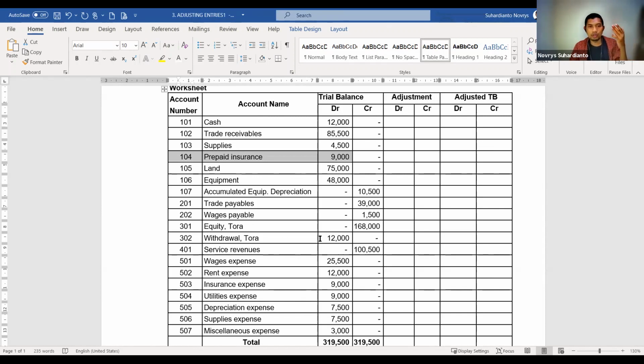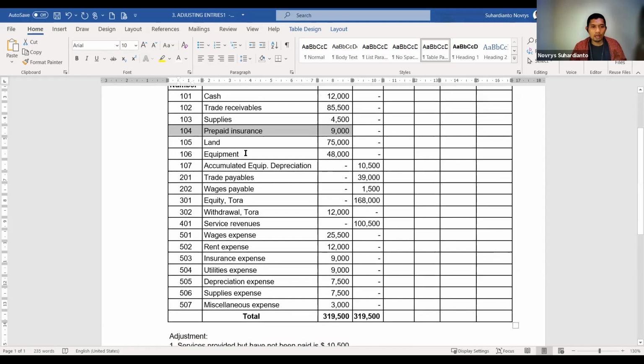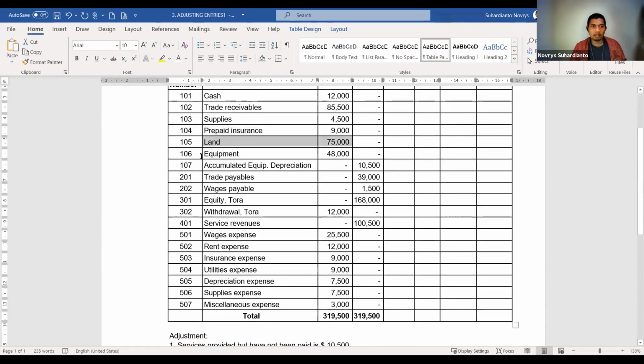Then you need to adjust the insurance later when the protection period expired. Okay. And then we have land, a fixed asset, equipment, 48,000. Accumulated depreciation, 10,500. Still, please remember what we mean by accumulated depreciation. It is accumulated expired benefit, accumulated consumed benefit.